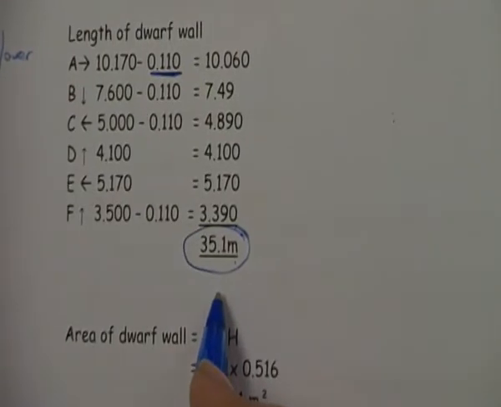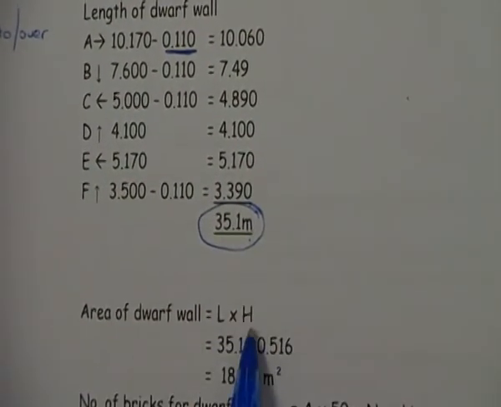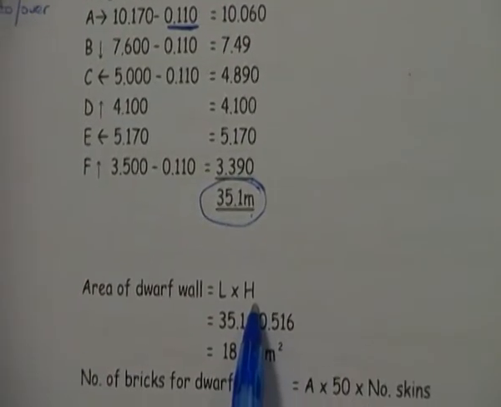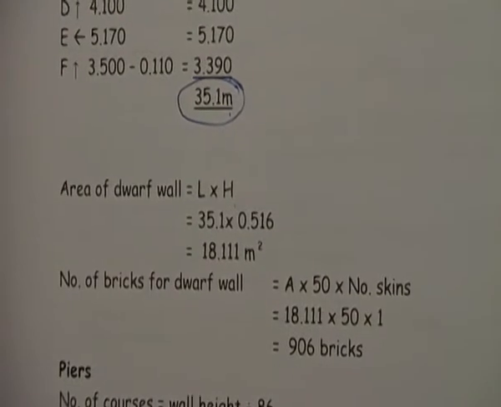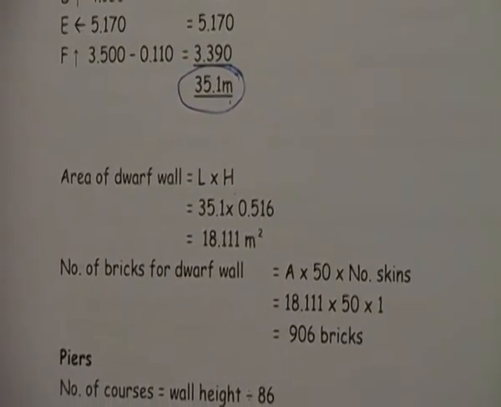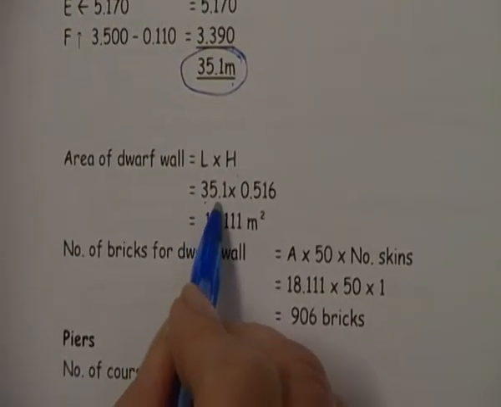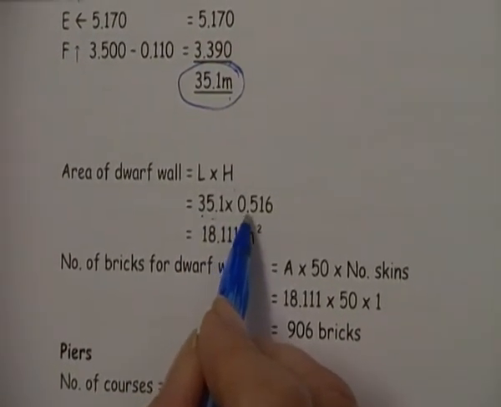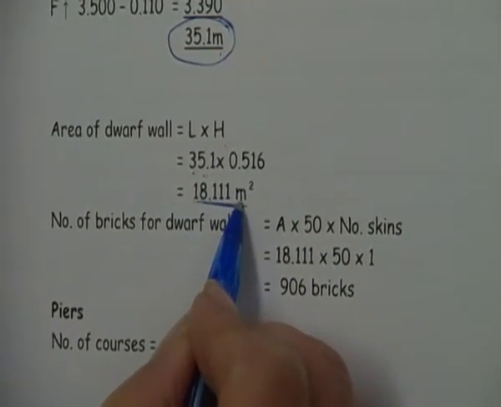Now remember, we need to get the area of the wall, so we're going to go length times the height. So the height will be in the question. So in question E, the height is 516 millimeters. So I'm going to have 35.1 times 0.516. That's going to give me my area.